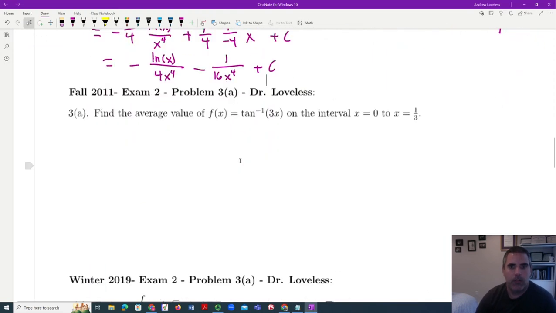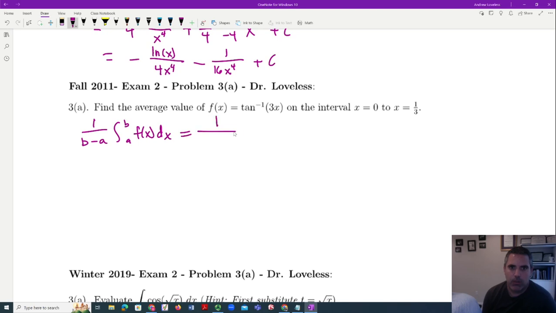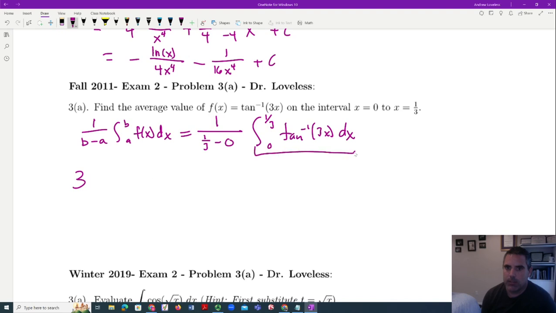Let's keep going. Okay, now we have a question that asks about average value. It's not really about average value. It's about integration by parts. But if you've forgotten, average value is this: 1 over b minus a times the integral from a to b of f of x dx. And so this question was asking you to do 1 over 1/3 minus 0, the integral from 0 to 1/3 of arctangent of 3x dx. 1 over 1/3 is just 3. So we're doing 3, and then we need to do the times the integral of this.